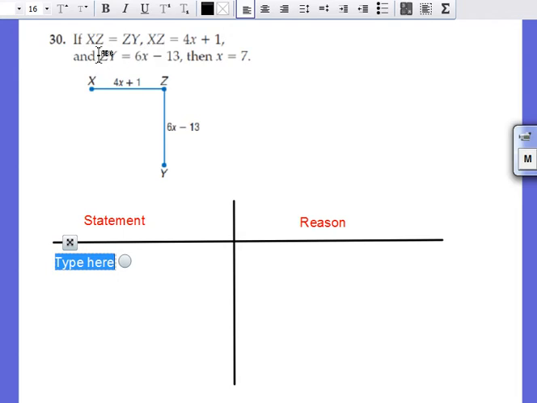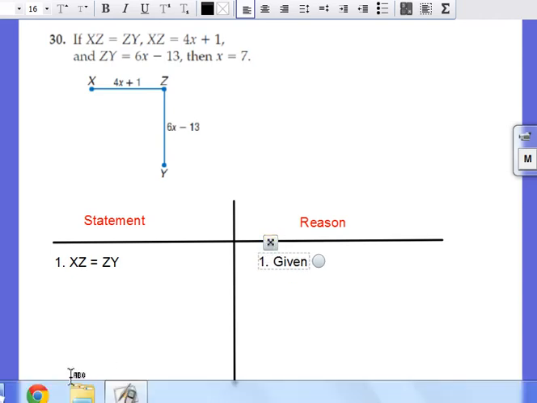Here we have: if XZ is equal to ZY, then if XZ is equal to 4x plus 1 and ZY is equal to 6x minus 13, then x is equal to 7. So first things first, let's put here the first one, which is basically XZ. The distance from point X to Z is the same thing as Z to Y. And then what's the reason for that? It's just given. That's what's given to us.